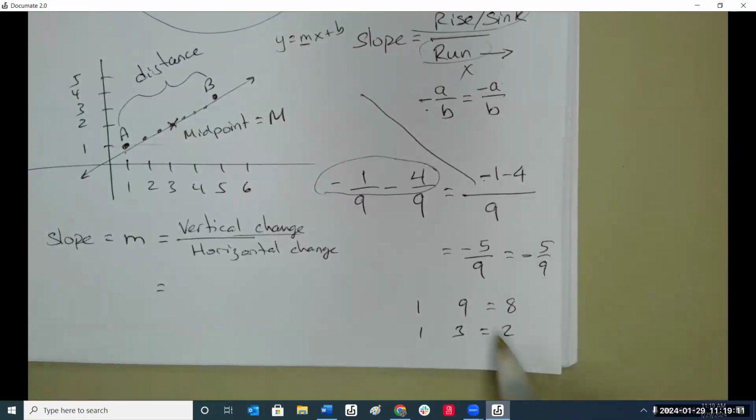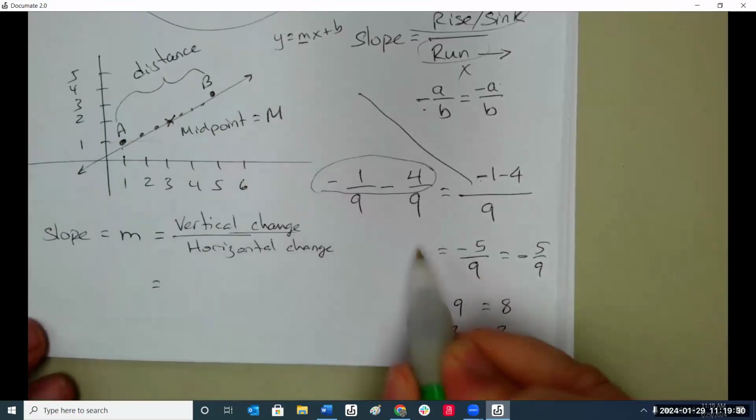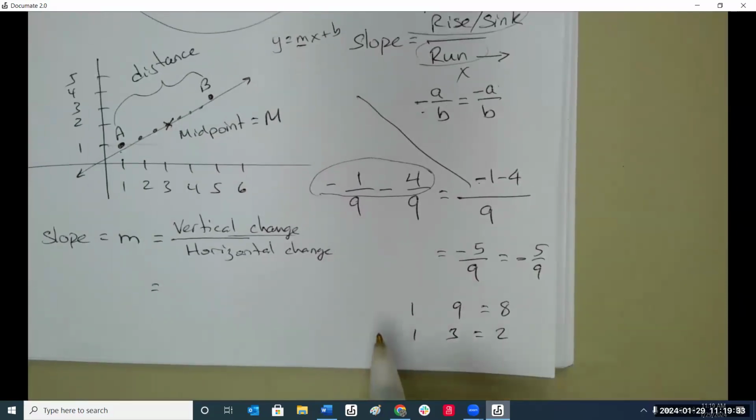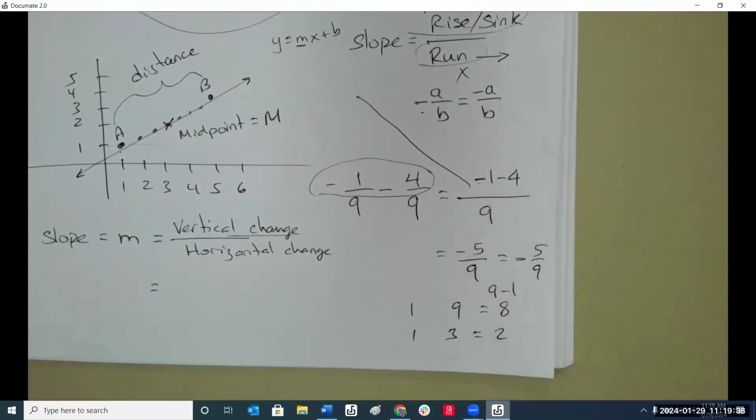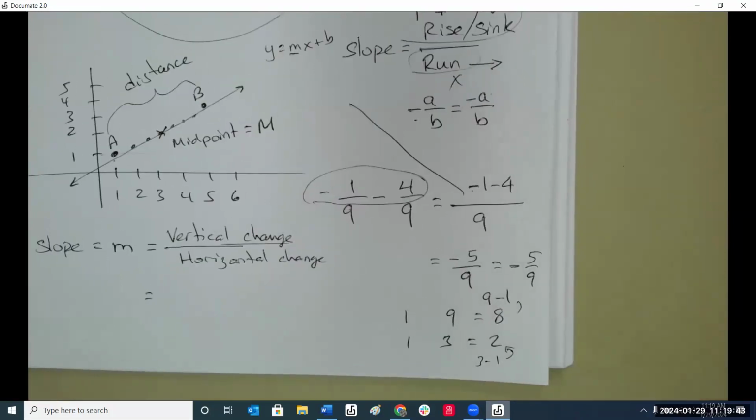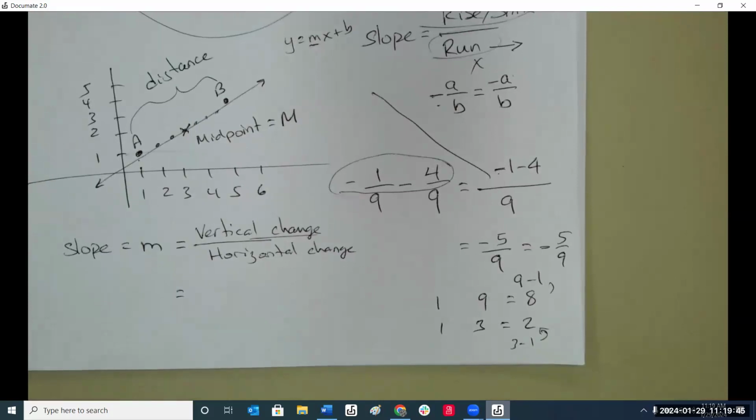Now, is there an equation we can use using these numbers? 1 and 9 equals 8. 1 and 3 equals 2. Is there an equation we can use? It's a subtraction method because we're looking for the difference between the two. The difference is how far apart they are. Difference uses what symbol? Subtraction. So if we took 9 minus 1, what does that equal? 3 minus 1 equals 2. So it happens for any numbers.